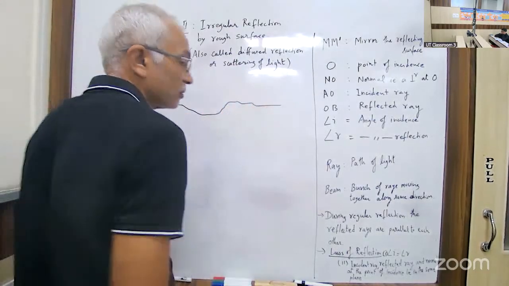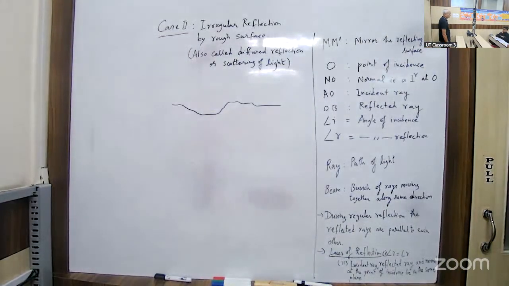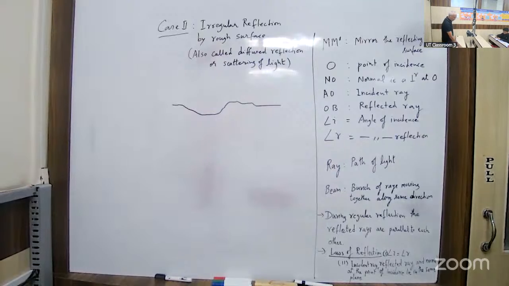So only two laws. Yes, only two. Mathematical only one. What is the meaning of incident ray, reflected ray, they all lie in the same plane? I'll explain this. Let us say this is a reflecting surface, right?